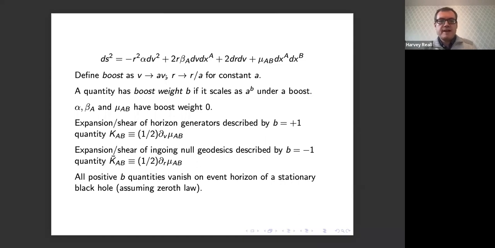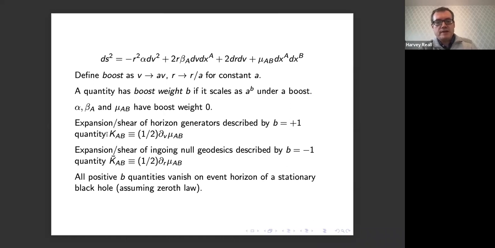There's an important kind of scaling symmetry of this class of metrics, which is called a boost. If we rescale V by multiplying by some constant A, and we rescale R by dividing by the same constant, then this leaves the form of the metric invariant. And we say that a quantity has boost weight B if it picks up a factor of A to the power B when we do this kind of rescaling. In particular, alpha, beta, and mu all have boost weight 0, which I hope is fairly clear from the metric, just from the ways the V's and the R's appear. Whenever you see a V in the metric, there's an R balancing it. So alpha, beta, and mu are all boost weight 0.